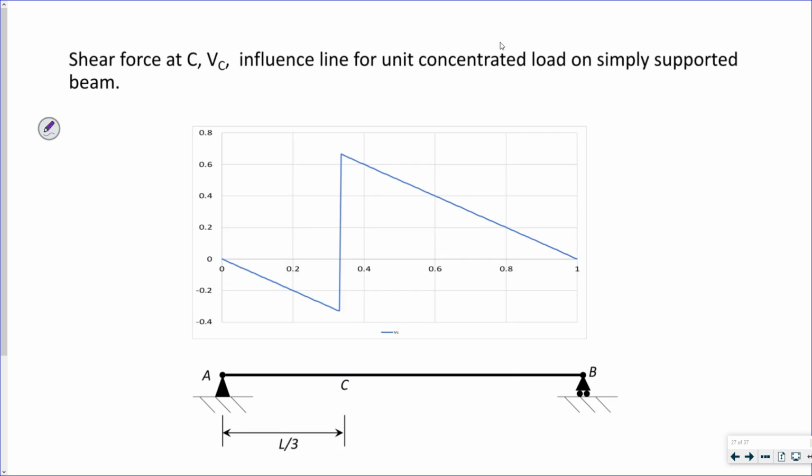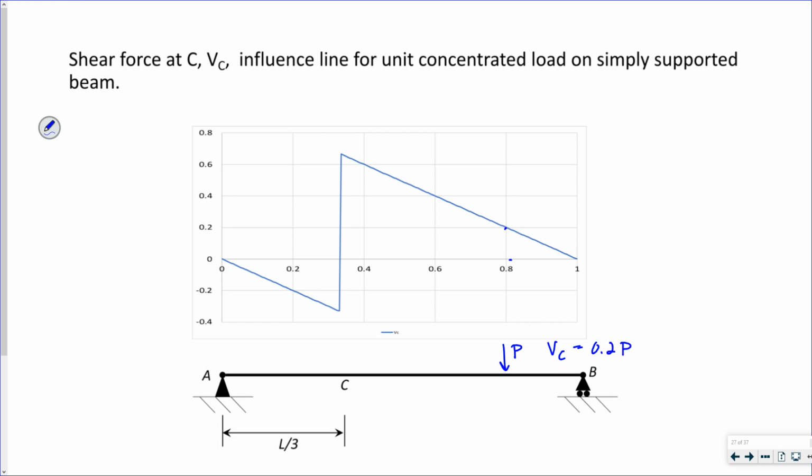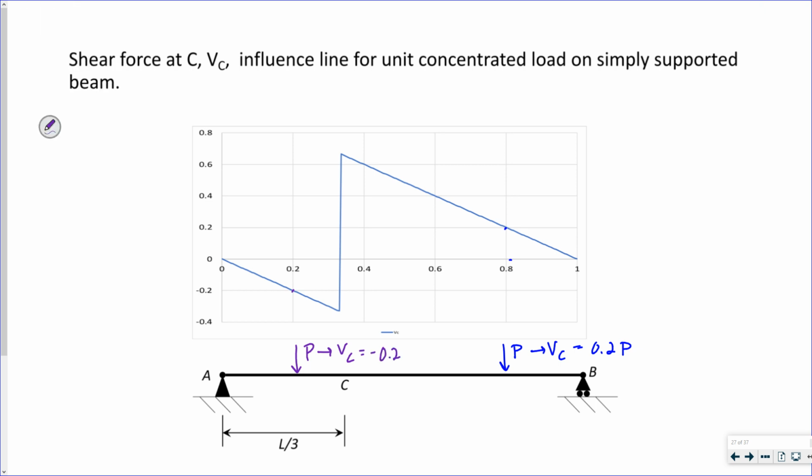Similarly, if I want to look at the shear force at C, let's go to the same spots. If I put my load at 0.8, then my shear at C would be 0.2 P. If I put my load at 0.2, that results in a shear at C of negative 0.2 P.